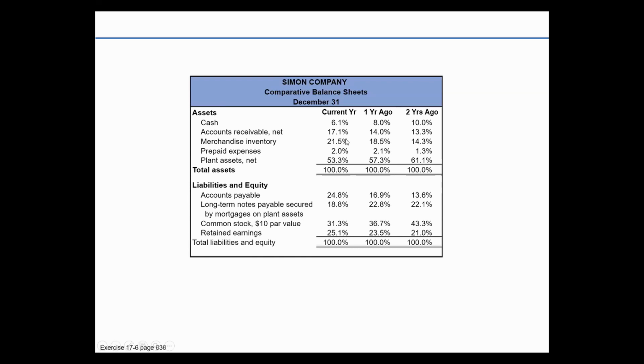We have accounts receivable, that people owe us money, but our cash is decreasing. Merchandise inventory, that's increasing. Prepaid expenses, that's similar for current year and the previous. And in plant assets, we see that that's decreasing, and accounts payable is increasing quite a lot each year. The long-term notes payable went down from the previous year. Your common stock, that's decreasing, and your retained earnings is increasing. So you could use this to figure out trends, and then maybe figure out, okay, I gotta make some changes here as we're going along.